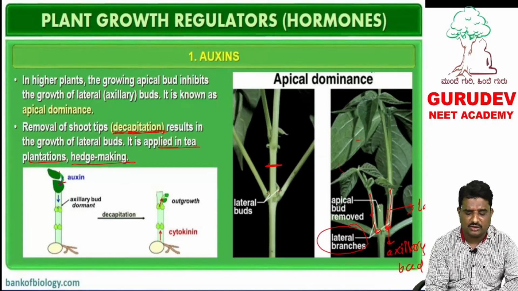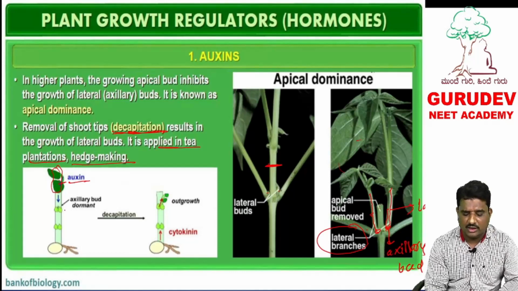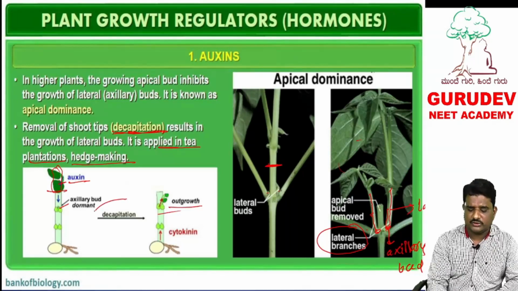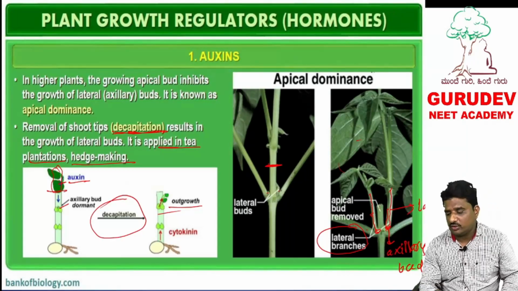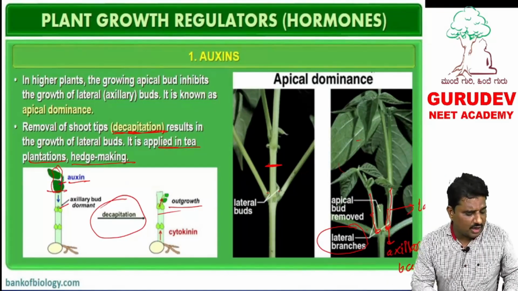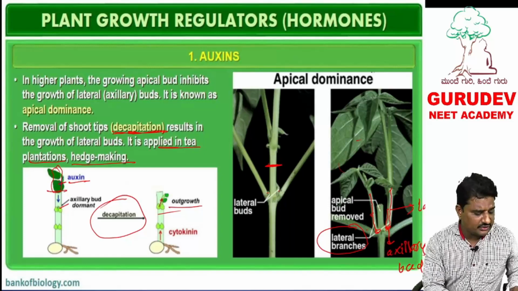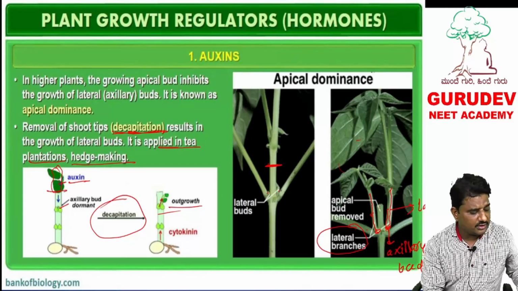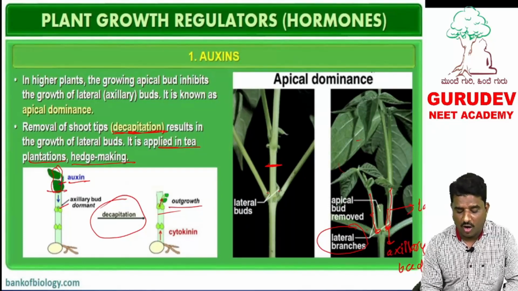The tip region grows more because of the presence of auxin, and the axillary bud remains dormant. When you cut this tip, the axillary bud will grow. That process is called the decapitation process, which we have studied. Next hormone: what is the hormone name? Gibberellins. We can study that hormone in the next video.